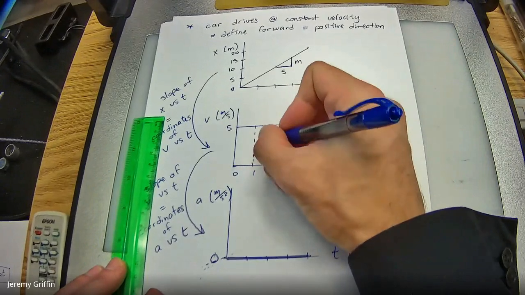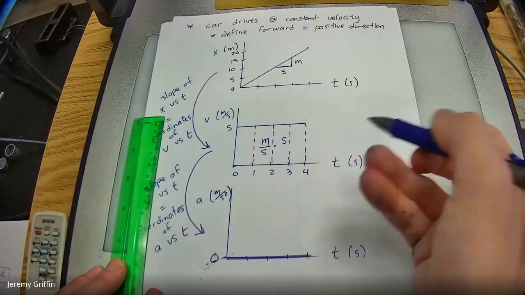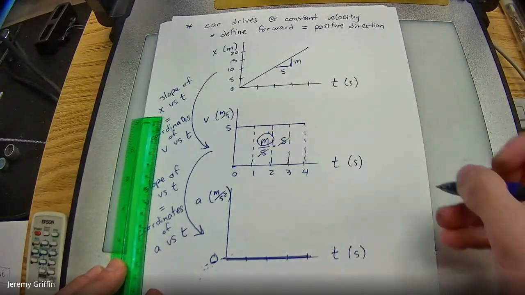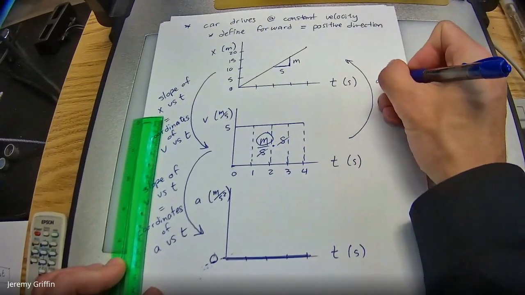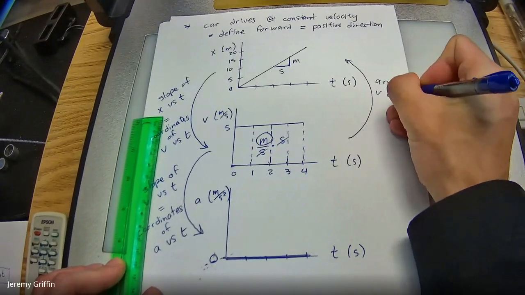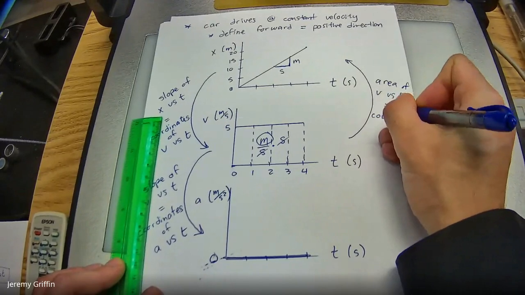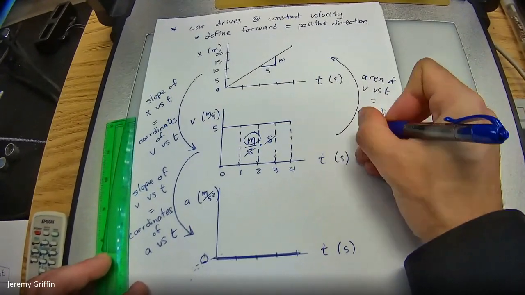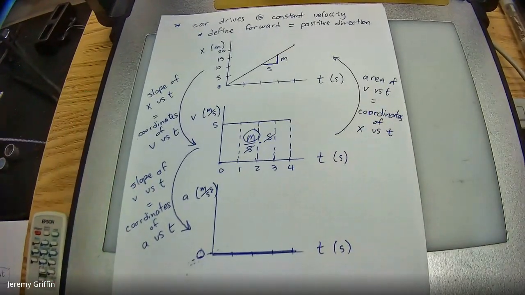So this has some area with units of meters per second times seconds, right? So based on height, well, height times space, whatever. The seconds cancel, leaves you with meters. Okay. So yeah, you can go from this graph to this graph. The area of v versus t is equal to the coordinates of x versus t. Okay. So area.